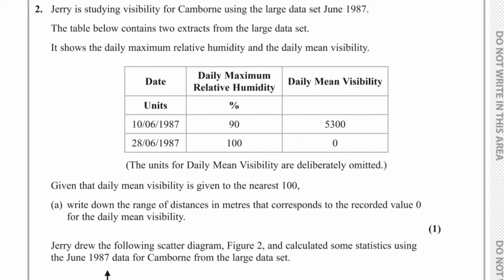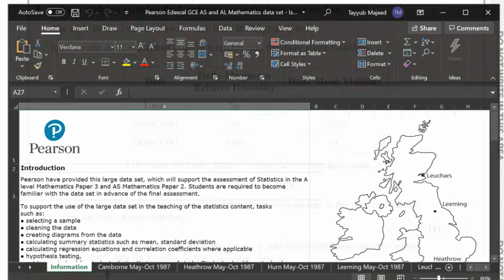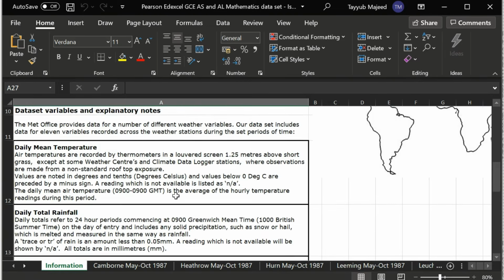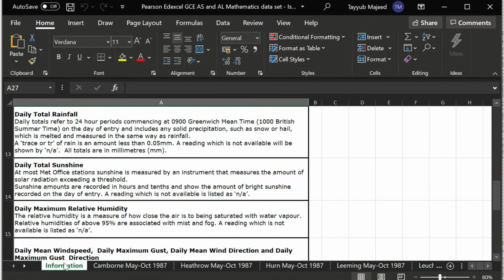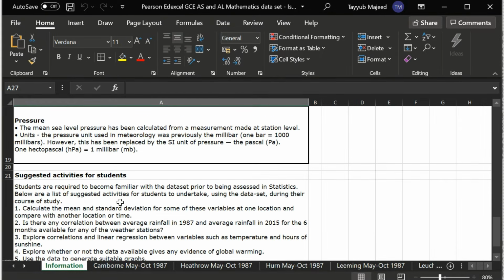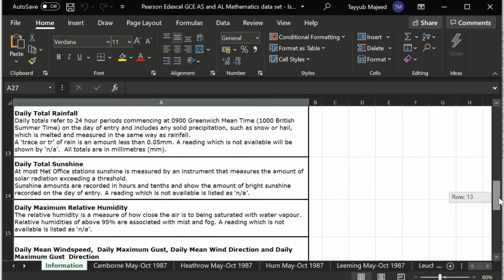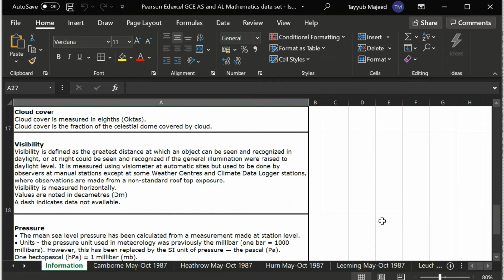Now, in the large dataset, you should be familiar with all these units, but if you're not familiar, when we take a look at the large dataset, in the introduction section of this large dataset, under the tab labelled Information, we see that what's given to us is different pieces of information, and for visibility, we see over here that the values are denoted in decameters, dam for short.